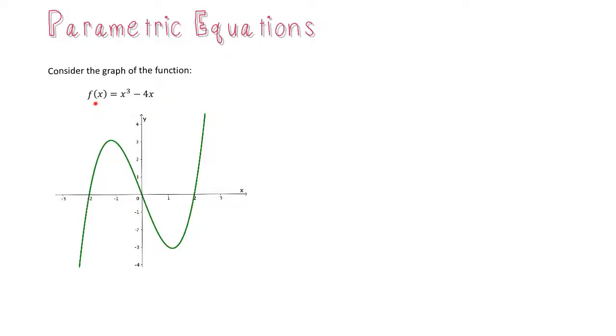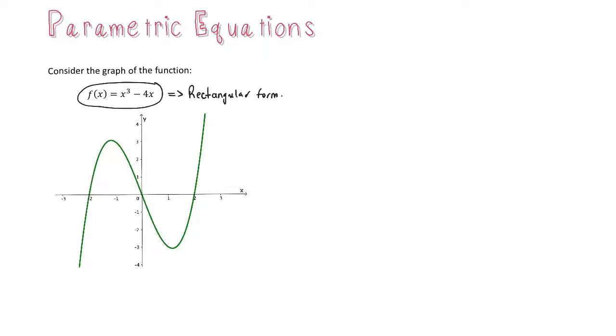You can see that f of x is equal to x to the third minus 4x, and this expression represents this graph. New vocabulary for this section is another name for this expression right here. This expression, or any expression f of x equals something in terms of x, will be referred to as an expression in rectangular form. So, rectangular form.